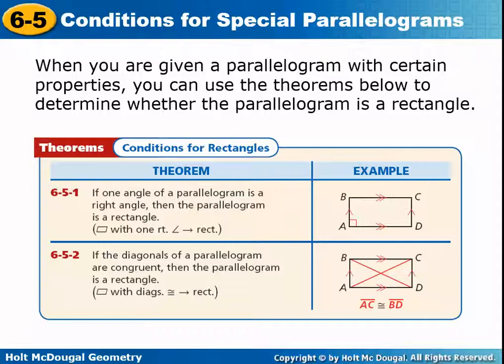In the second theorem, if the diagonals of a parallelogram are congruent, then the parallelogram is a rectangle. So again, if you know it's a parallelogram, and then you are given that or you can show that the diagonals are congruent, that's enough to say that you have a rectangle.